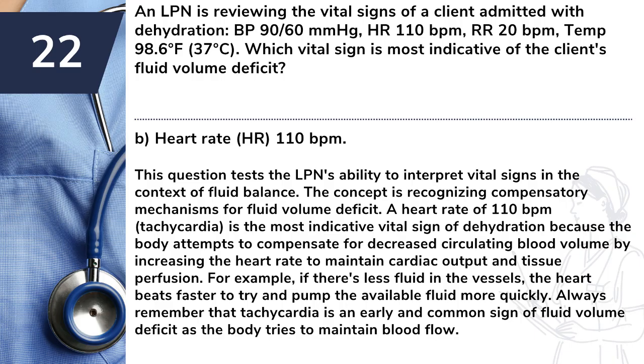For example, if there's less fluid in the vessels, the heart beats faster to try and pump the available fluid more quickly. Always remember that tachycardia is an early and common sign of fluid volume deficit as the body tries to maintain blood flow.